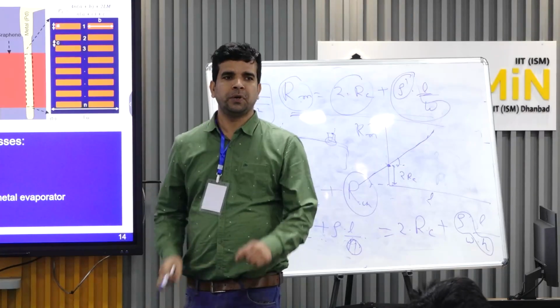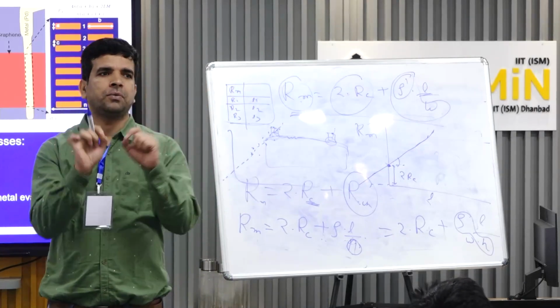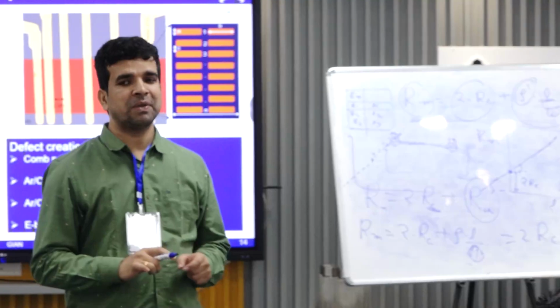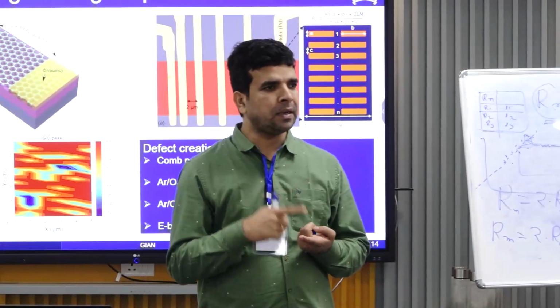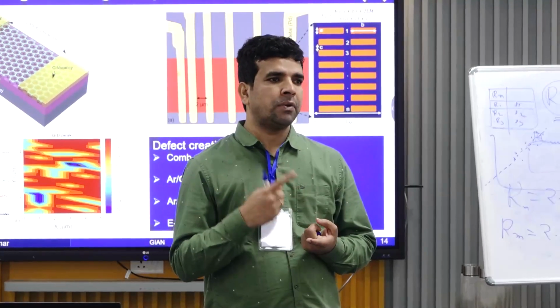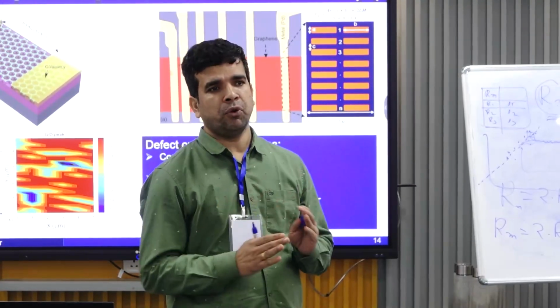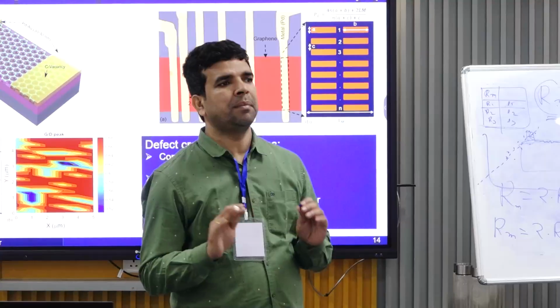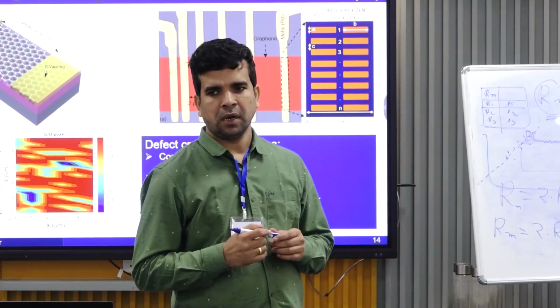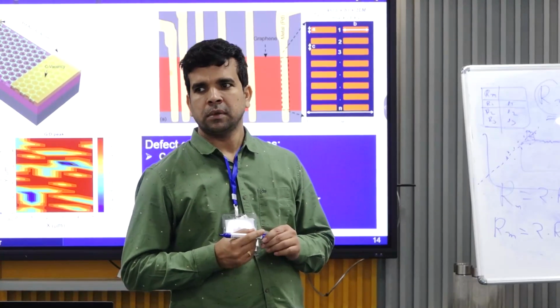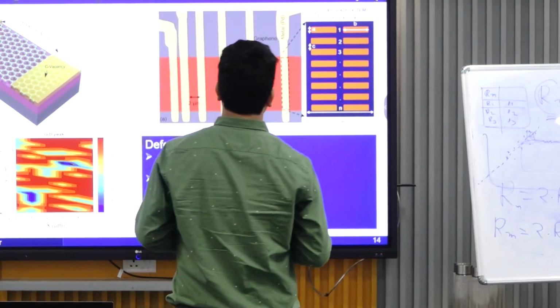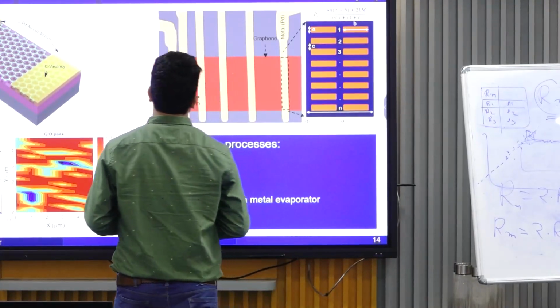because W you already know. This is your channel width that you know. So in a single measurement, you can find out the contact resistance and also the material's resistivity. This is a very powerful method in electrical characterization, which is the TLM method. Understood? This is a very powerful measurement whenever you create a device.